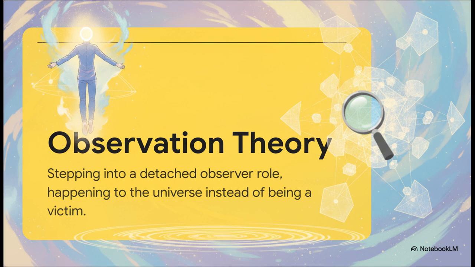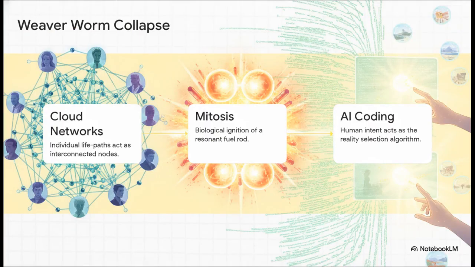Basically, this is the concept of stepping into a completely detached observer role. Jake mentioned feeling like he wasn't emotionally imprisoned like normal human beings anymore. He shifted from being a victim of circumstance to feeling like he was actually happening to the universe. These profound encounters can literally permanently rewire a person's perception and emotional bandwidth, basically shifting them into a state of pure consciousness.